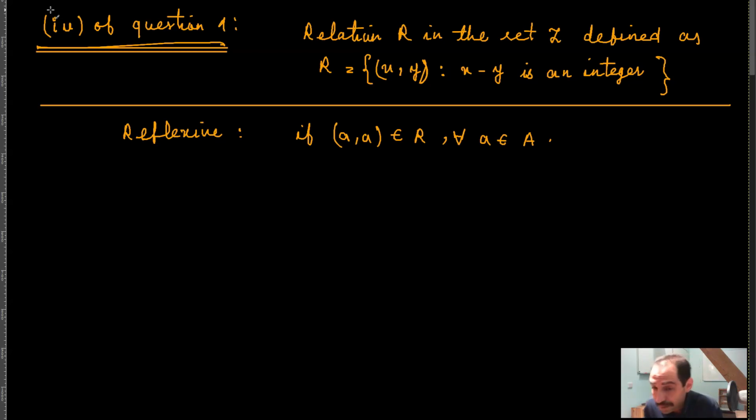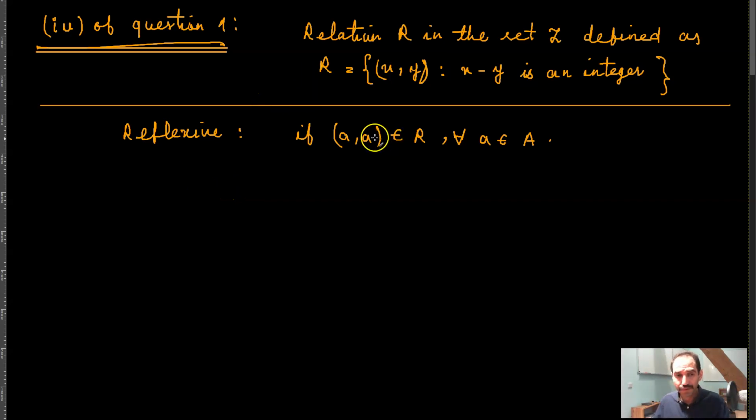So the next thing that we have here is part 4 of question number 1, which is basically a relation R in set Z, the set of integers, defined as R is equal to all the ordered pairs x comma y such that x minus y is an integer. And you want to show whether R is reflexive, symmetric, and transitive, right?